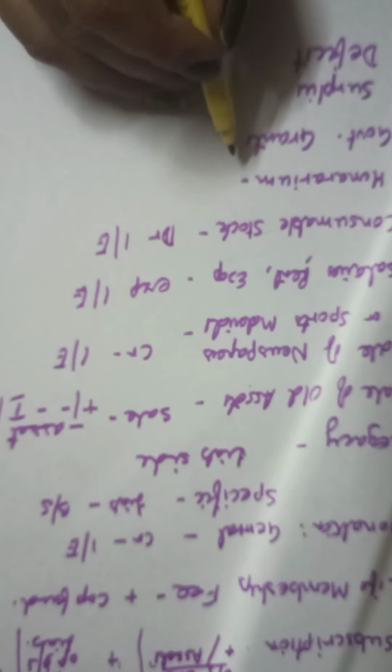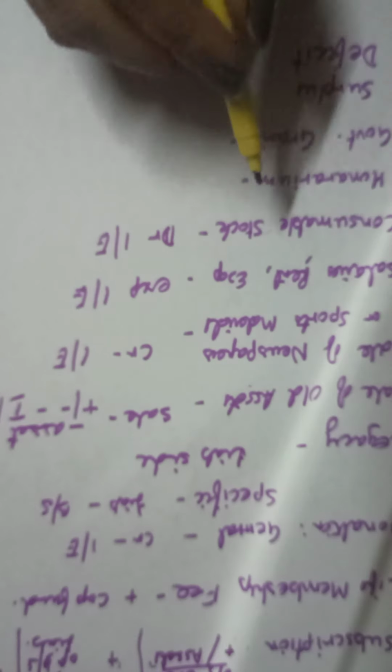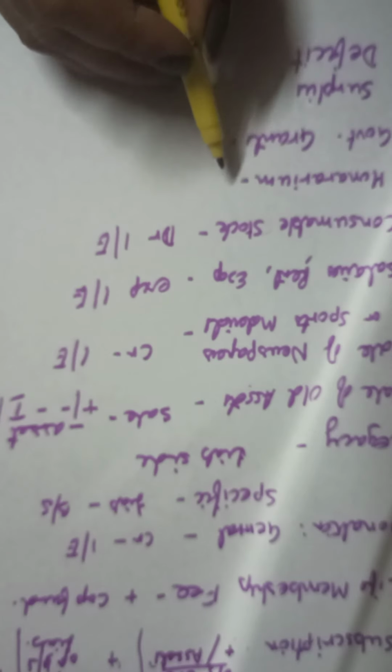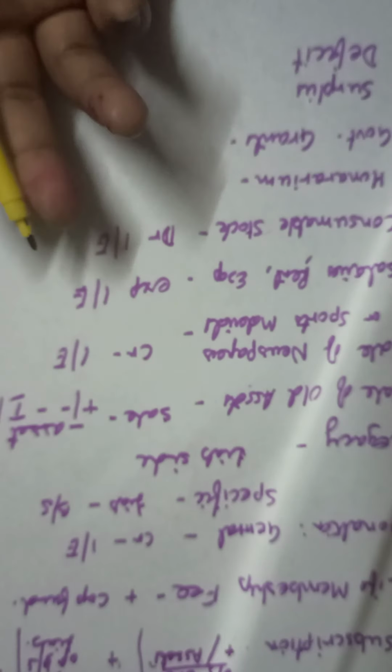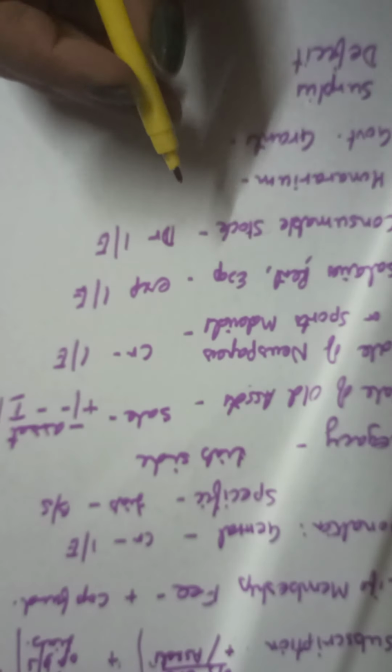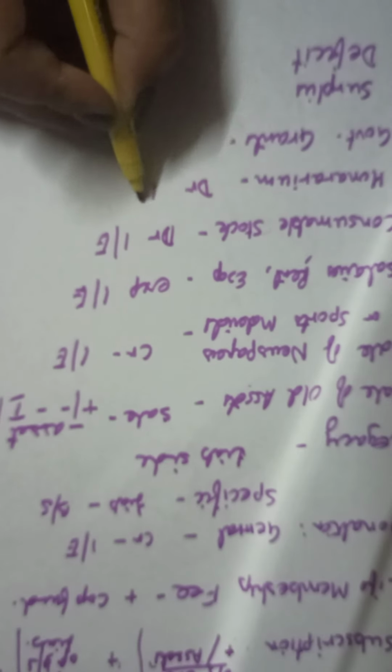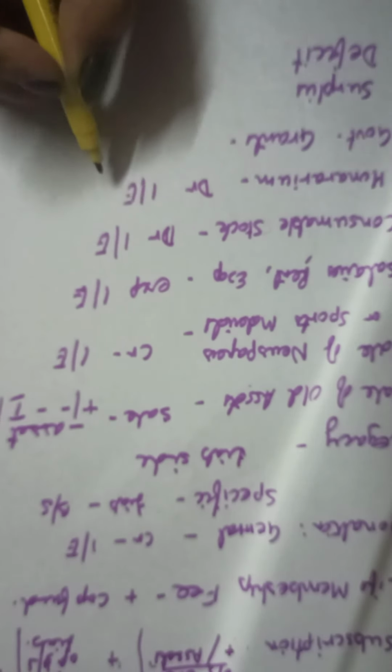Then comes honorarium. What is honorarium? Honorarium means the amount that you are paying to people whom you invite to give special lectures, conduct special seminars, or take any special orientation program. So it is an expense for the organization, debited to the income and expenditure account.